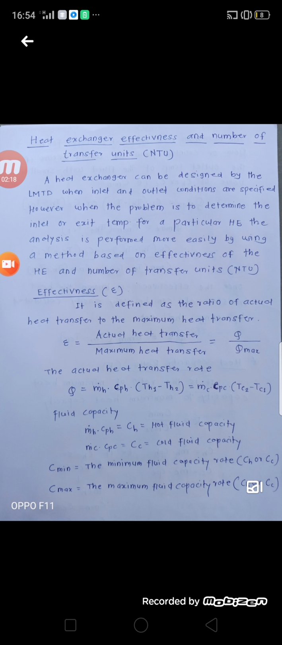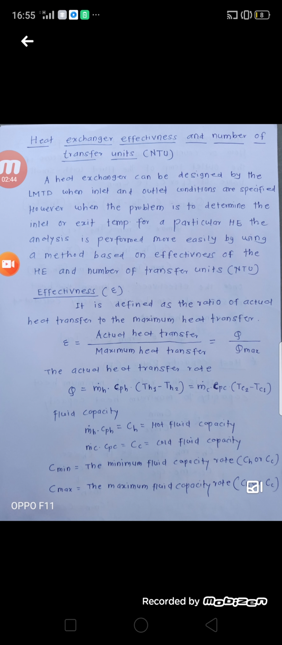So what is the value of maximum heat transfer? Q max is equal to C minimum, the minimum heat capacity, into (Th1 minus Tc1). By using that equation, we find the maximum heat transfer, and the ratio of this actual and maximum heat transfer rate is nothing but effectiveness.